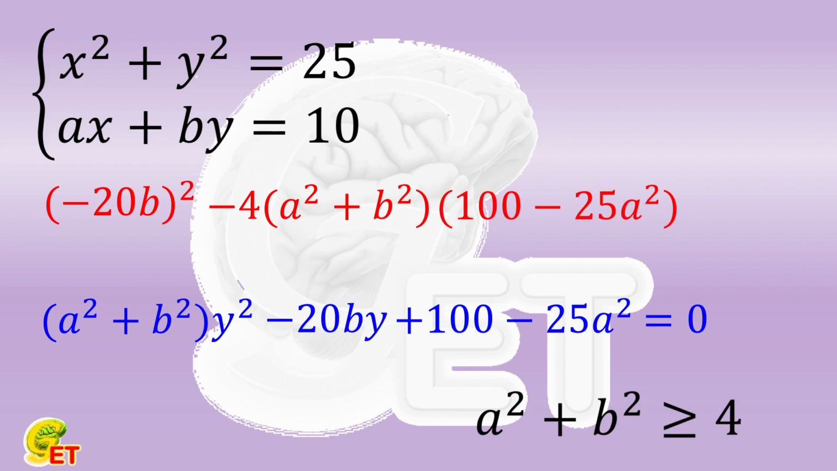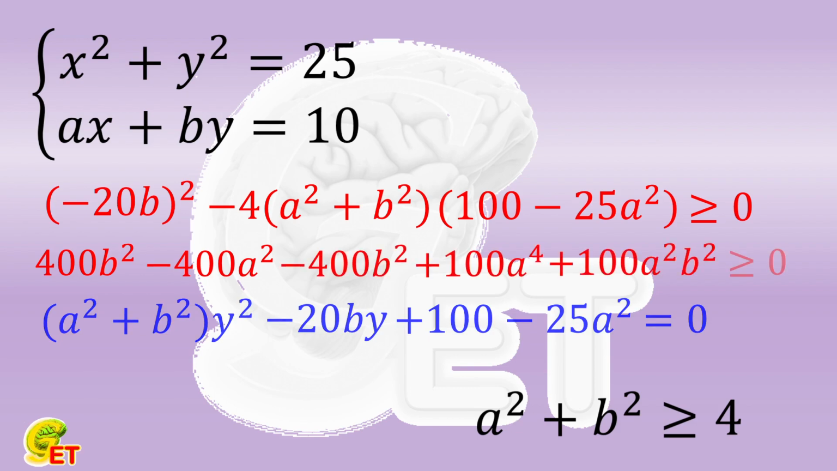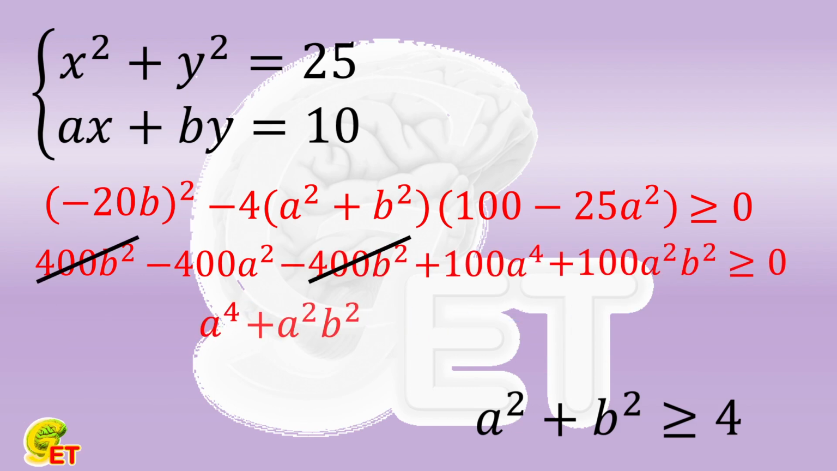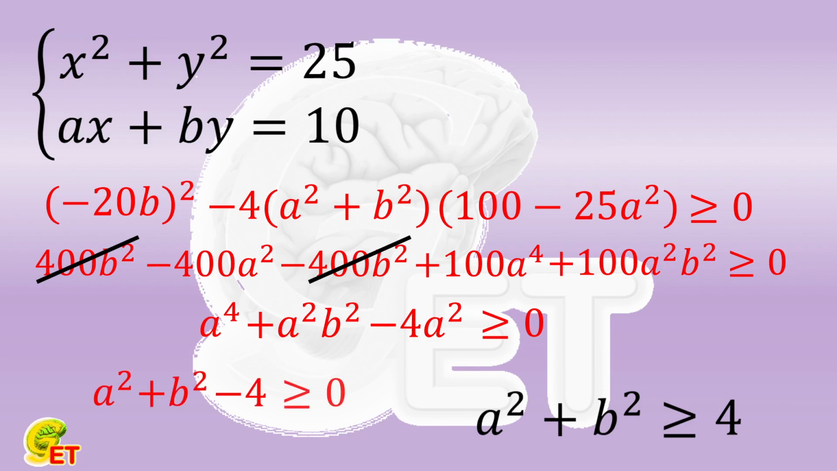It cannot be smaller than 0. We can expand this formula and further simplify it. Because the square of a cannot be smaller than 0, we can divide each term of this inequality by the square of a. Then we obtain that the square of a plus the square of b minus 4 is not smaller than 0. So the square of a plus the square of b cannot be smaller than 4.